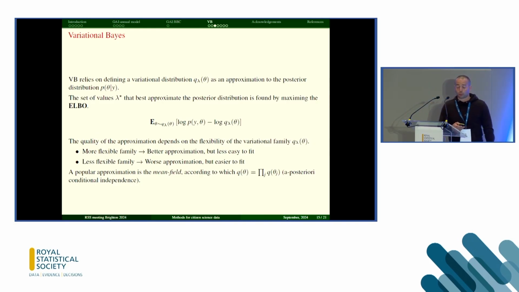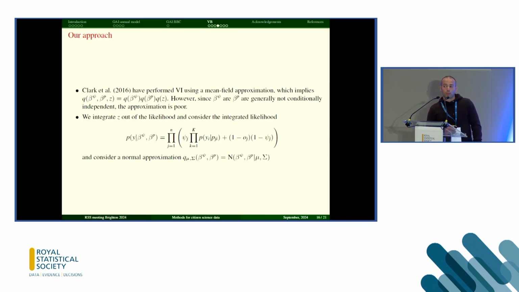So what people have done using occupancy data is variational inference using this mean field approximation. Essentially they assume that the parameters for detection and occupancy are independent, where you obviously know that these are generally very strongly correlated. And so you get this underestimation of the variance.